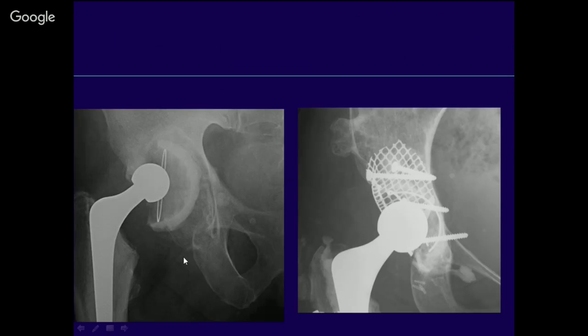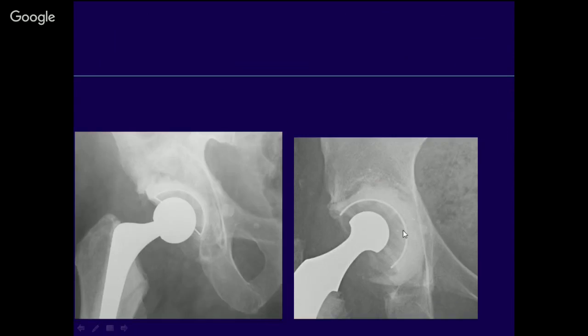This is a case where we do a revision. We put the graft over there, then we do reverse reaming. We put the mesh there to secure the graft with multiple screws. Then we do a cemented prosthesis there. This is another case where we are not using the mesh. We are just putting the graft over there and doing a cemented prosthesis.